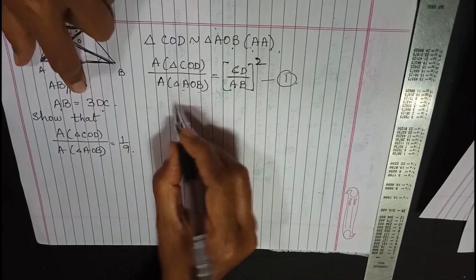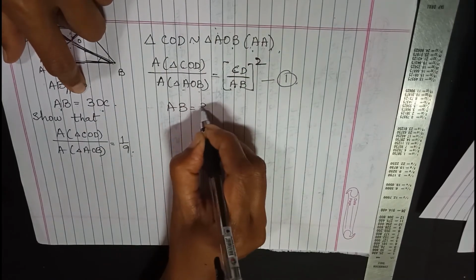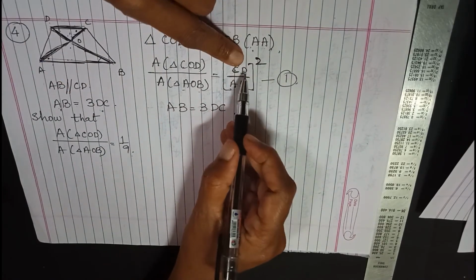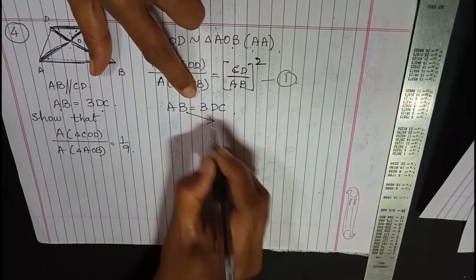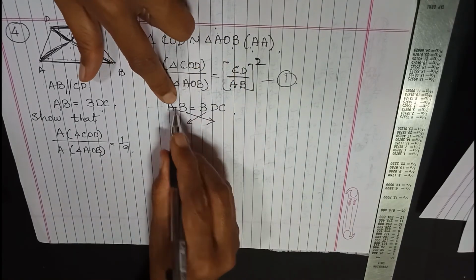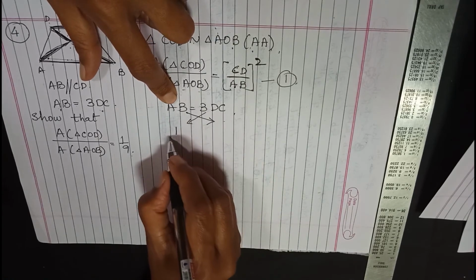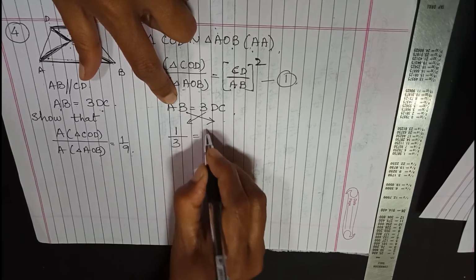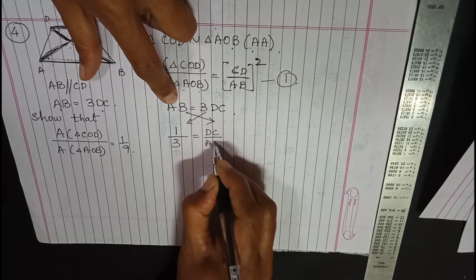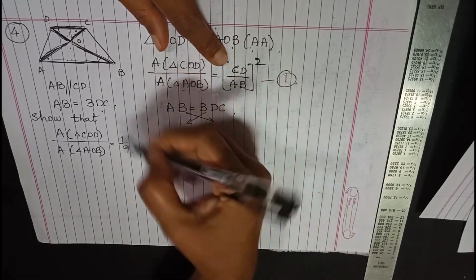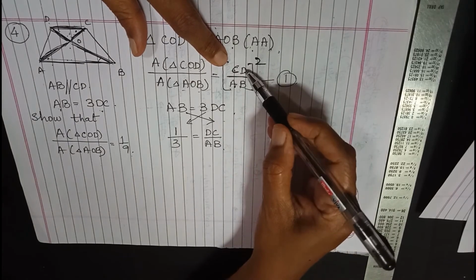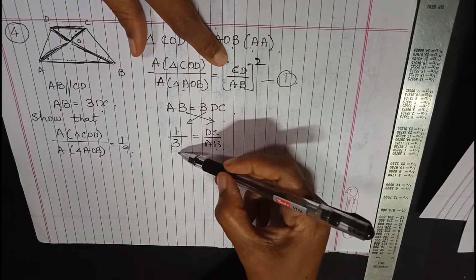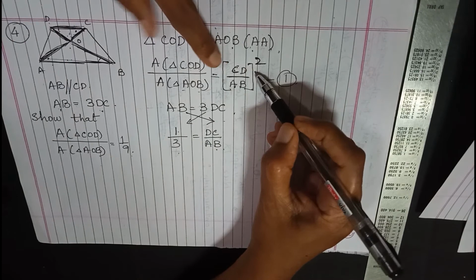Now let's start with the given ratio. AB is equal to 3DC. Now in this equation we want CD in the numerator, AB in the denominator. So again I take AB this side and 3 this side. Once AB goes there, 1 remains in the numerator. So 1 upon 3 is equal to DC upon AB. So you see here in this question there is no need to do any componendo or dividendo because directly we are getting CD upon AB. So we will substitute this here.